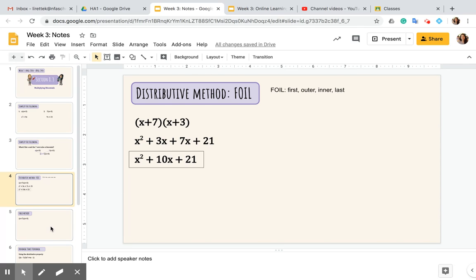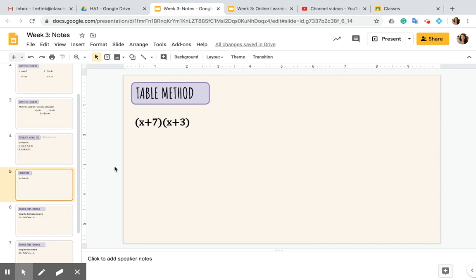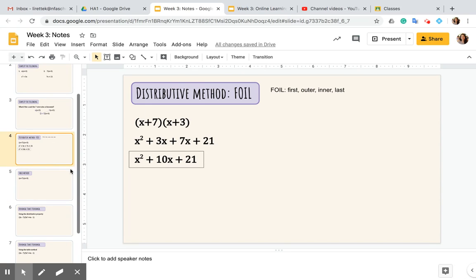Okay, that's FOIL. Here's method number 2. I actually really like this method because it's just visually, for me, it's easier. That being said, it really doesn't matter what method you use. You should get the same answer every single time. And as you might notice, this is the same product that we just multiplied. So I'm going to show you that regardless of method, we should get this as our final answer, x squared plus 10x plus 21. We get a quadratic trinomial.